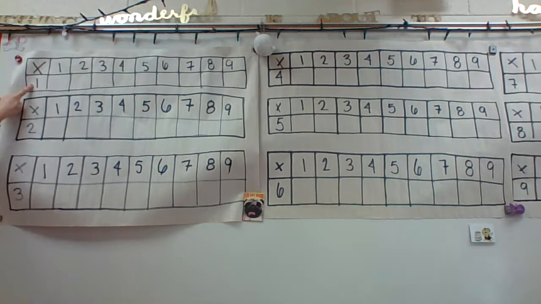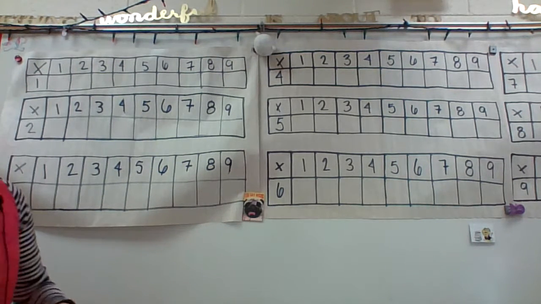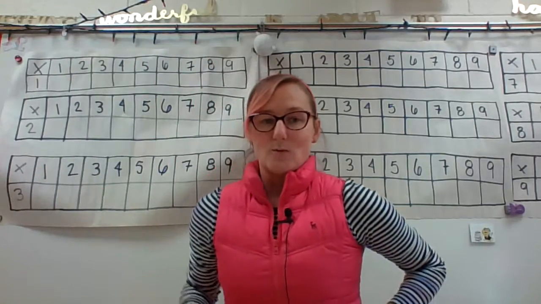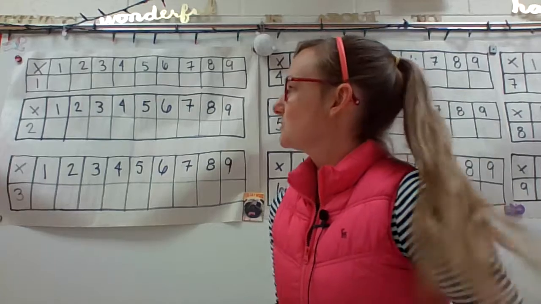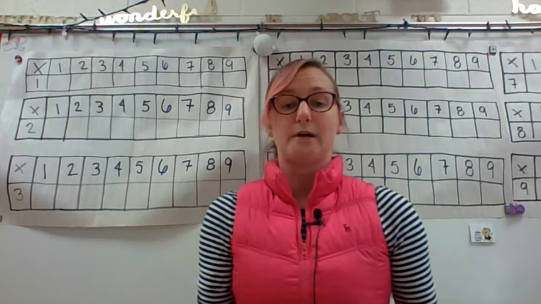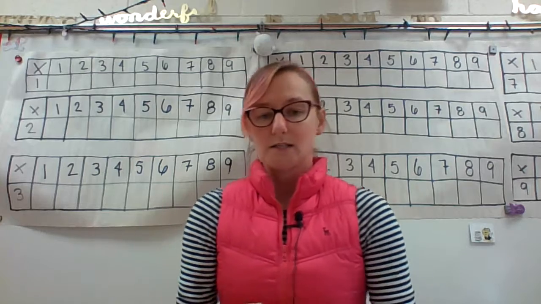I'm going to write a 1 in this box because I want to list my multiples of 1. So I'm going to start by writing my 1 times table. I'm going to use a blue marker for that one. So 1 times any number is always going to equal that number. So 1 times 1 equals 1.